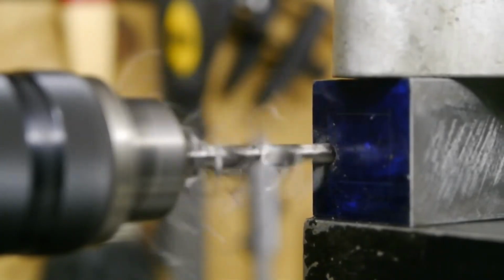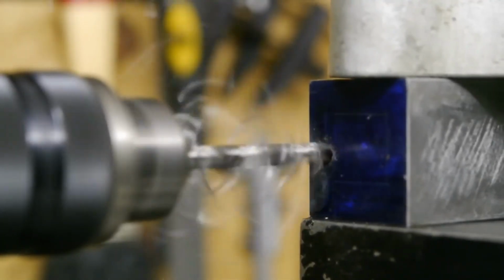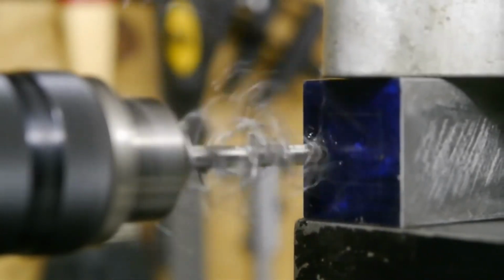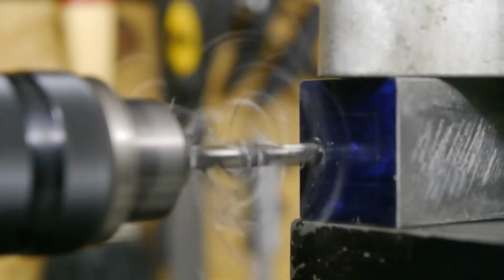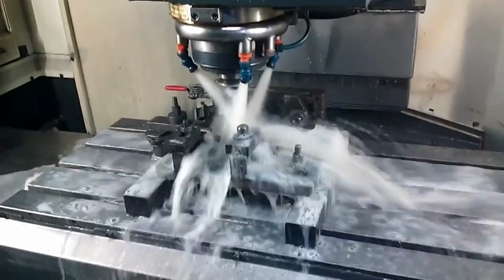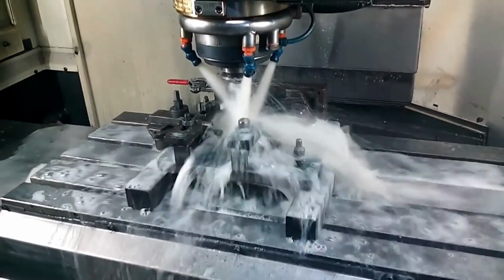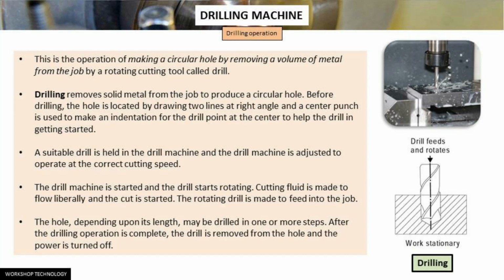A suitable drill is held in the drill machine and the drill machine is adjusted to operate at the correct cutting speed. The drill machine is started and the drill starts rotating. Cutting fluid is also made to flow where the cut is going to be started. The rotating drill is made to fit into the job. The hole, depending upon its length, may be drilled in one or more steps, and after the drilling operation is complete, the drill is removed from the hole and the power is turned off.